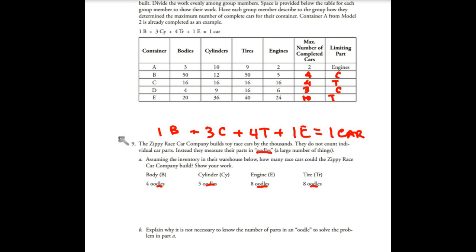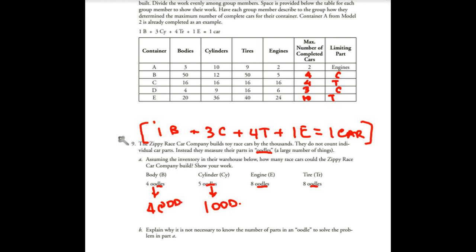So we have the equation for a car, which is 1 body, 3 cylinders, 4 tires, and 1 engine. So let's go through the bodies. If we have 4 oodles, and we're assuming that we have plenty of everything else, we should be able to make a total of 4 cars. If we have 5 cylinders, it takes 3 cylinders for a car. So that means we would only be able to make 1 oodle of a car. And this is 4 oodles.